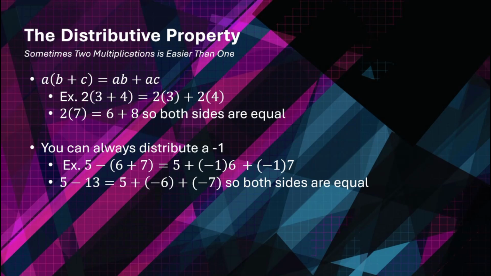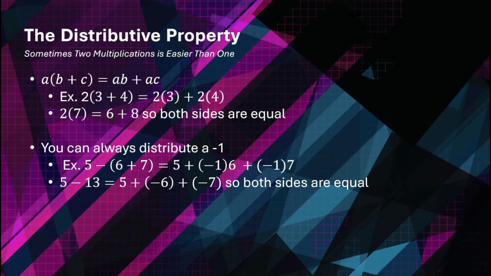Also remember, we talked a little bit earlier about how there is always a ghost one next to any term or variable or number, and that also applies to the outside of parentheses. There is always a ghost one. And in the case that you have 5 minus something in parentheses, there's technically a negative one hanging out on the outside of that parentheses.